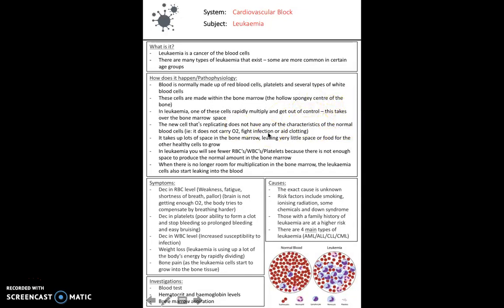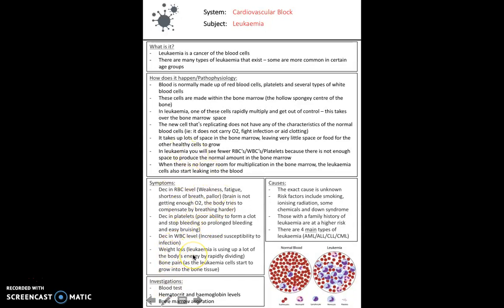It doesn't carry oxygen, it doesn't fight infection or aid clotting, as your normal red blood cells, white blood cells, and platelets would do respectively. Instead, it just takes up lots of space within the bone marrow, and therefore it leaves very little space or food for any of the other healthy cells to grow. This can happen in several different ways depending on the type of leukemia, but this is the general underlying pathophysiology. As a result, in terms of what you'll see, we'll see a decrease in red blood cell levels, platelets, and a decrease in white blood cell levels due to the fact that these leukemic cells are taking up more space within the bone marrow, and these cells cannot thrive.